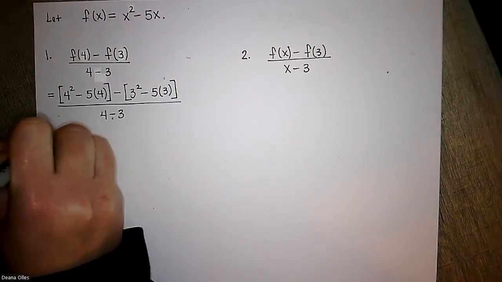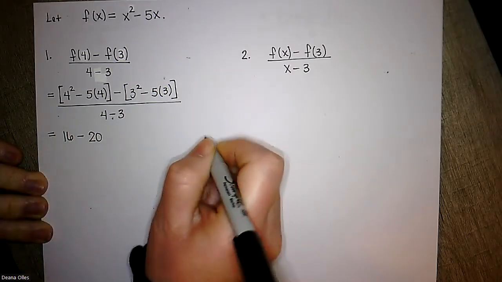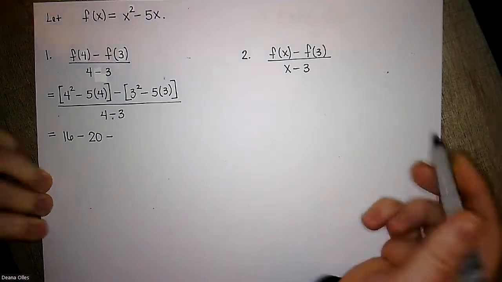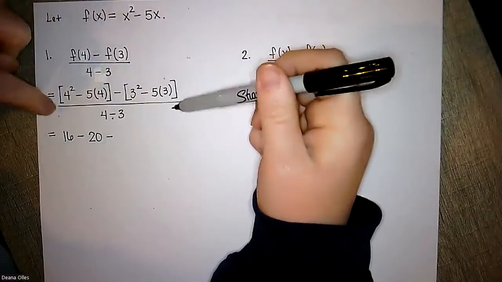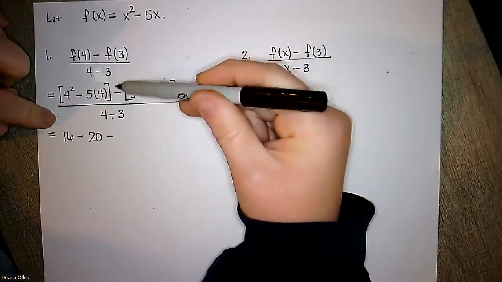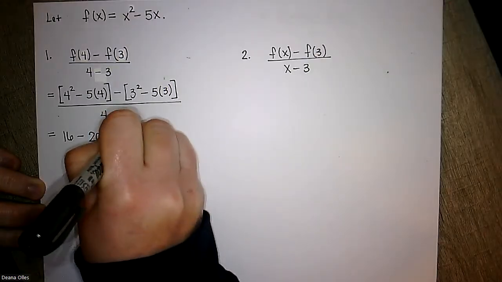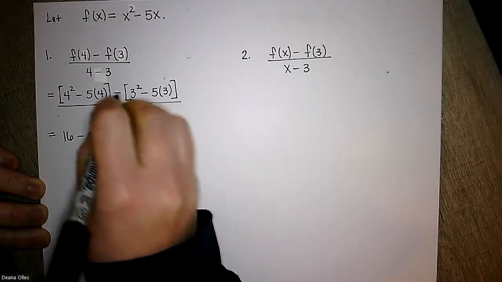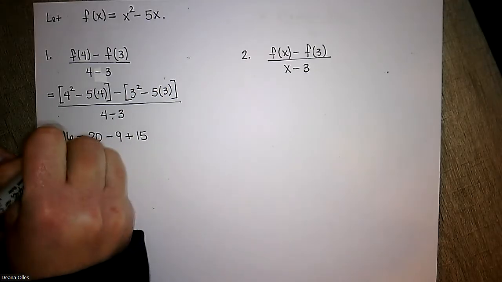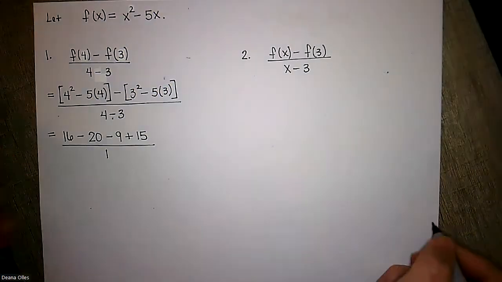So 4 squared is 16. 5 times 4 is 20. Minus, I'll go ahead and distribute this negative as I go, which is also why I wanted to show this. We've got to make sure that we have either brackets or parentheses there to show our groups, because this negative must be distributed. 3 squared is 9. And then a negative times a negative, 5 times 3 is a positive 15. And that's all divided by, well, 4 minus 3 is a nice, pretty 1.